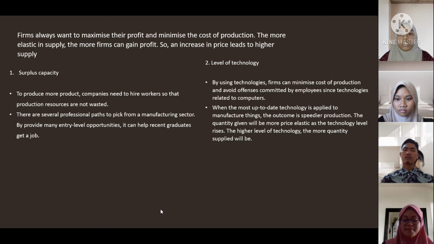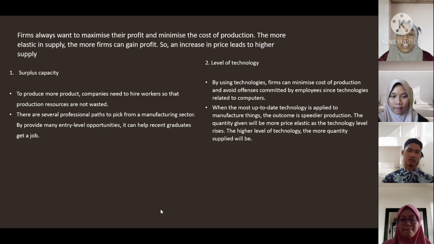In the manufacturing sector, technology is used more widely. It has always been utilized for innovation, as seen in 3D printing, the Internet of Things, drones and robotics. When the most up-to-date technology is applied to manufacturing, the outcome is speedier production. The quantity supplied will be more price elastic as the technology level rises. The higher the level of technology, the more quantity supplied will be.